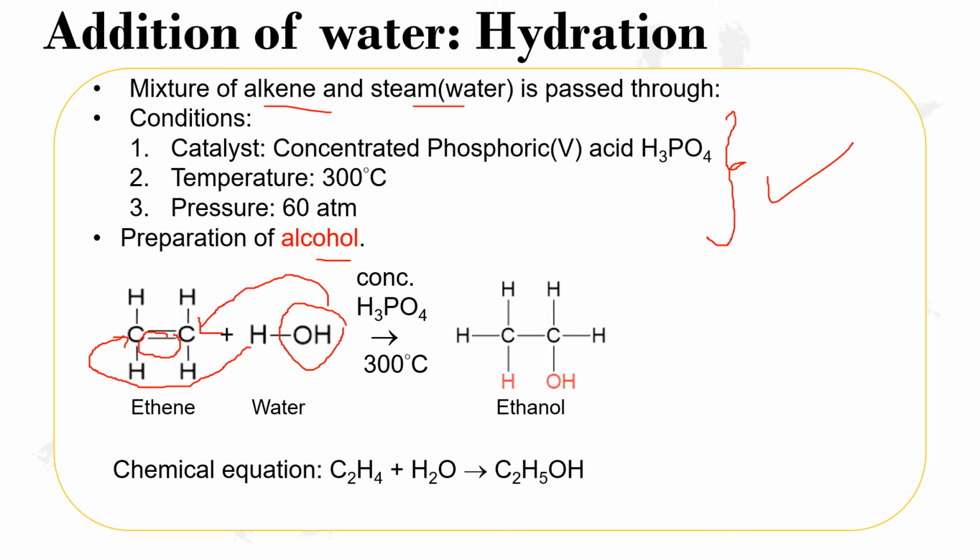So ethene, you react with water, then you obtain ethanol. Okay, for alcohol, it ends with -ol, ethanol. This is a chemical equation, C2H4 plus H2O, you will get C2H5OH. Or you can write it as C2H6O. It's also acceptable.